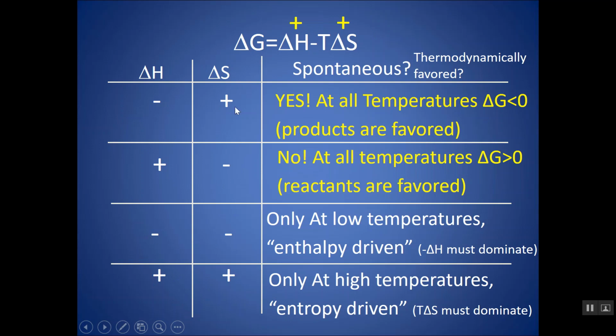If I have negative, positive, delta H negative, delta S positive, always thermodynamically favorable. The opposite, never thermodynamically favorable. Two negatives, only favorable at low temperatures. Negatives, think low, that kind of makes sense. Both positive, only going to be favorable at high temperatures.